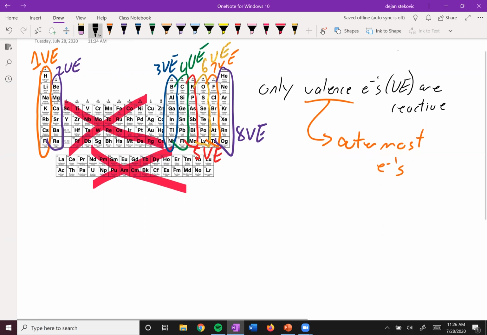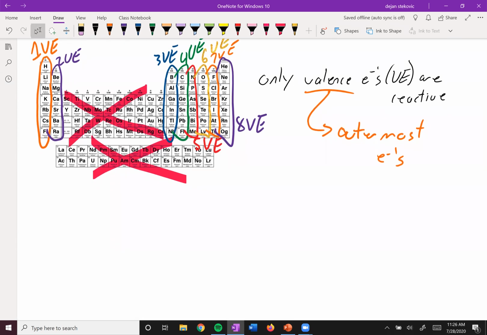And so all we really care about is the valence electrons. They're going to be the ones that are reactive. And so since things are in the same group, they're very similar, right? So for example, oxygen and sulfur are in the same group, and so they're very similar to one another because they both have six valence electrons. And so we can draw Lewis dot structures for all of these.